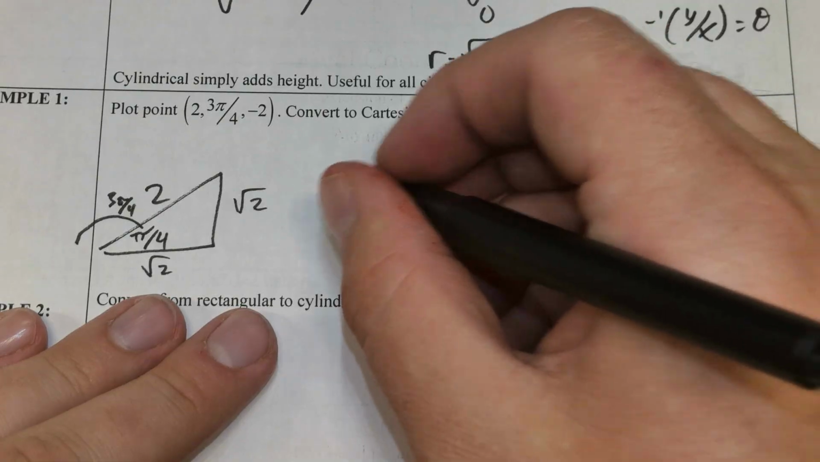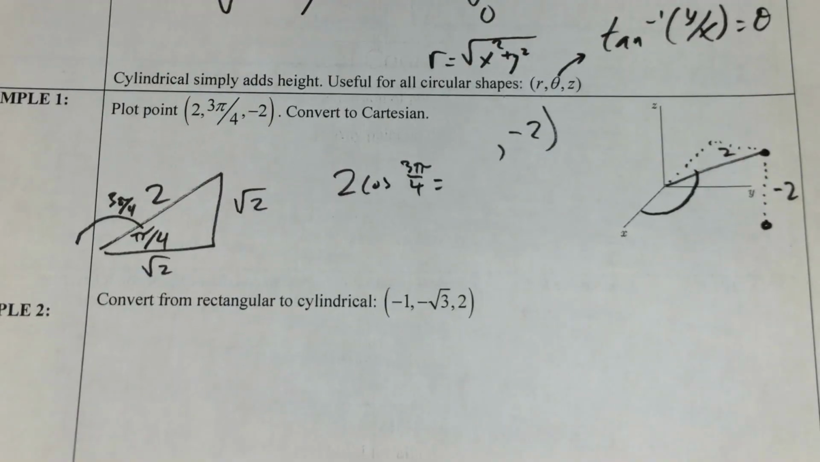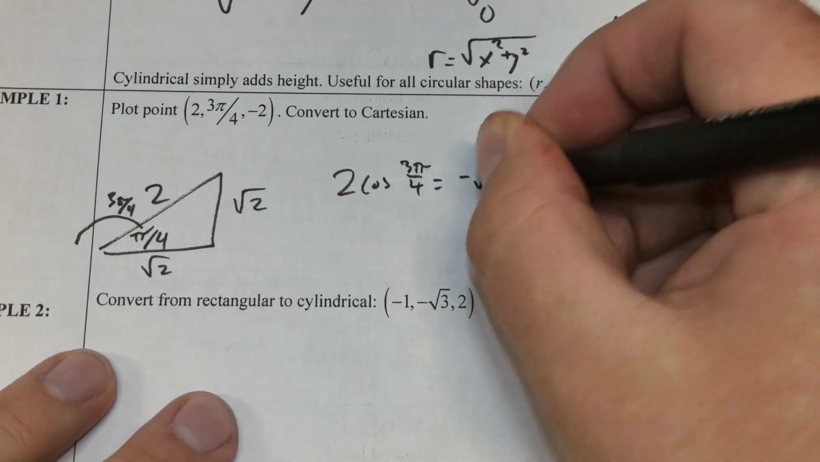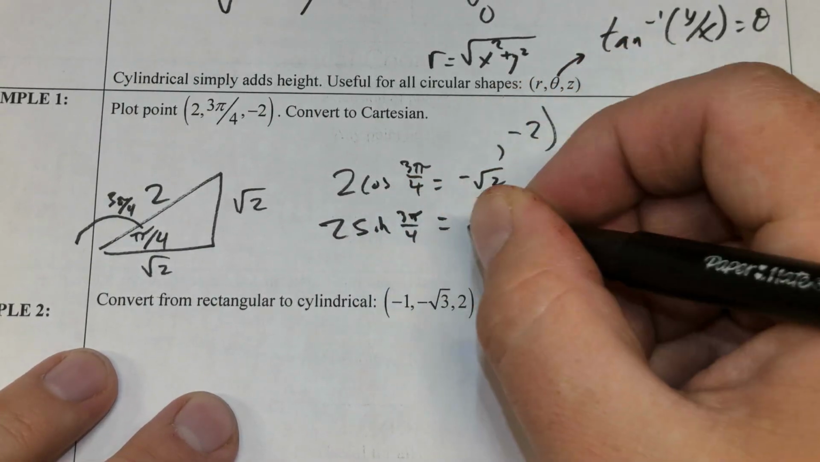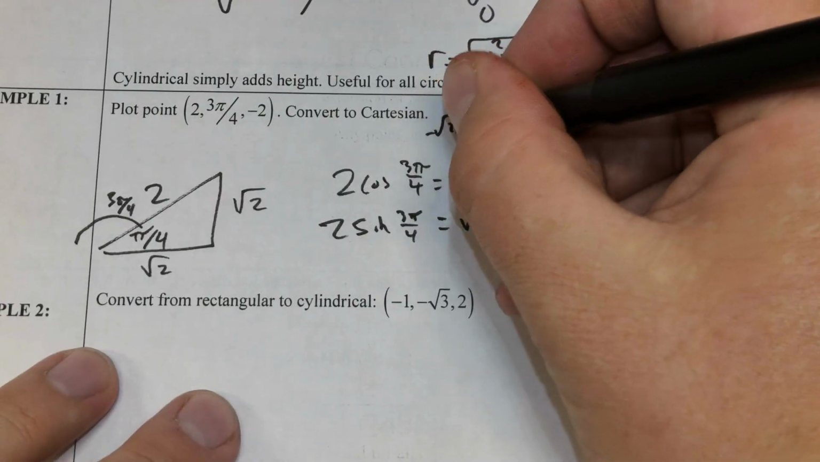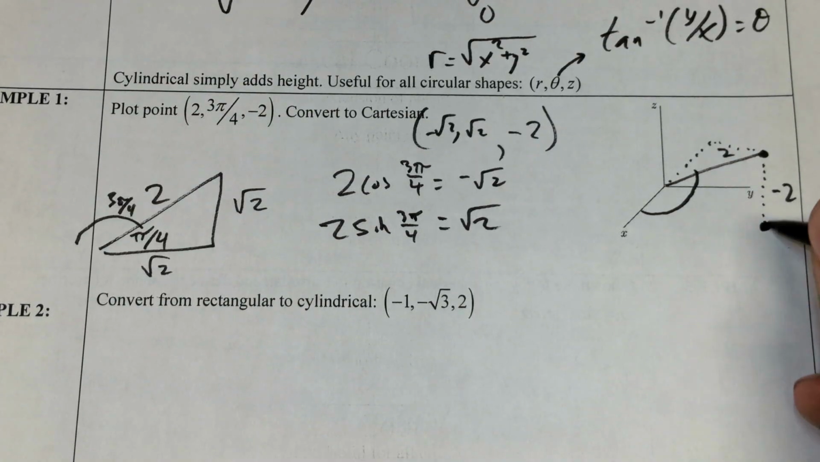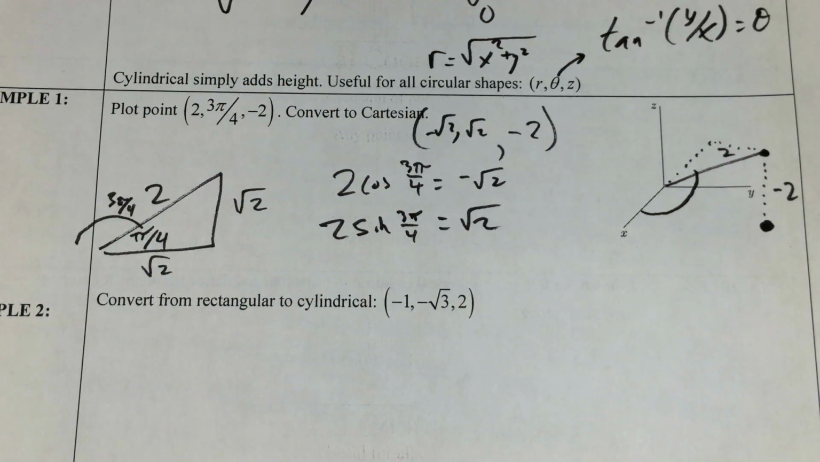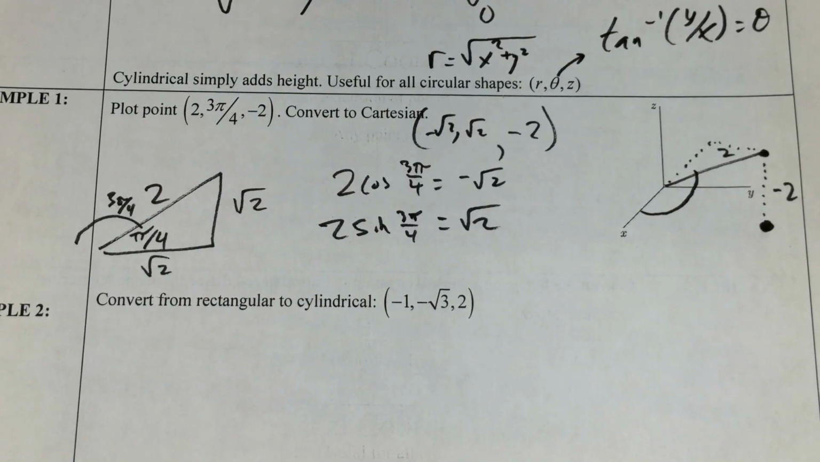Again, I could be doing this 2 times cosine 3 pi over 4, where you'd get negative rad 2. I could do 2 times sine 3 pi over 4, and I'd get positive rad 2. And that just builds my coordinate. Negative rad 2, positive rad 2, negative 2 would get me to this coordinate. Negative rad 2 this way, positive rad 2 this way, negative 2 that way, down.